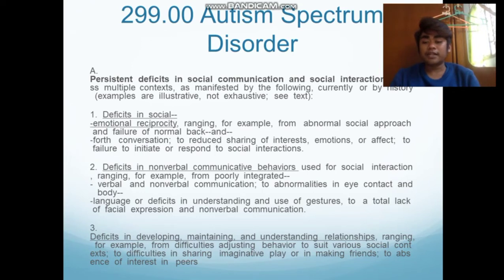And number three, deficits in developing, maintaining, and understanding relationships, ranging, for example, from difficulties adjusting behavior to suit various social contexts, to difficulties in sharing imaginative play or in making friends, to absence of interest in peers.